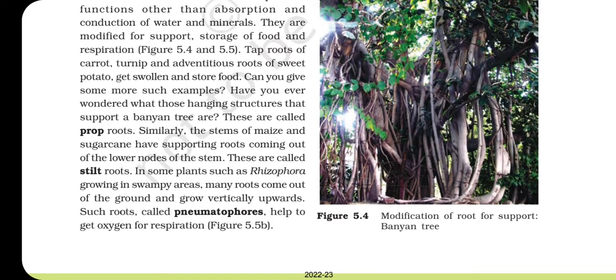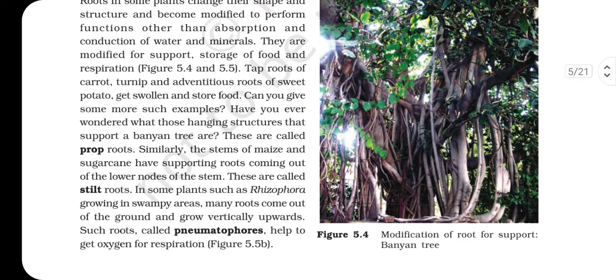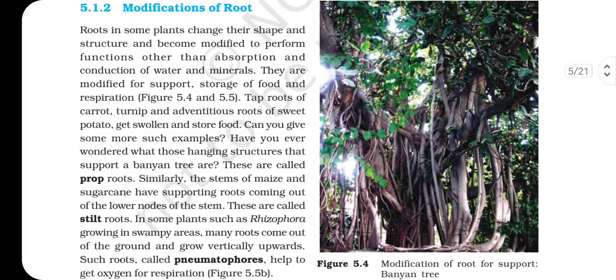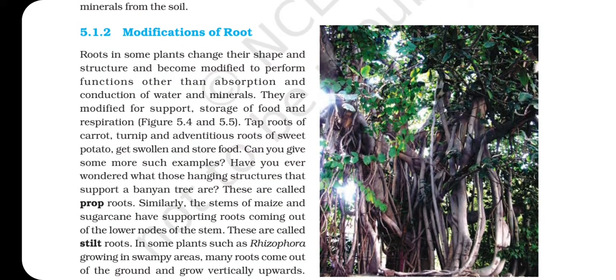Modification of root for support: banyan tree, bargat. Taproot of a carrot, turnip, and adventitious root of sweet potato get swollen and store food. Can you give some more such examples?